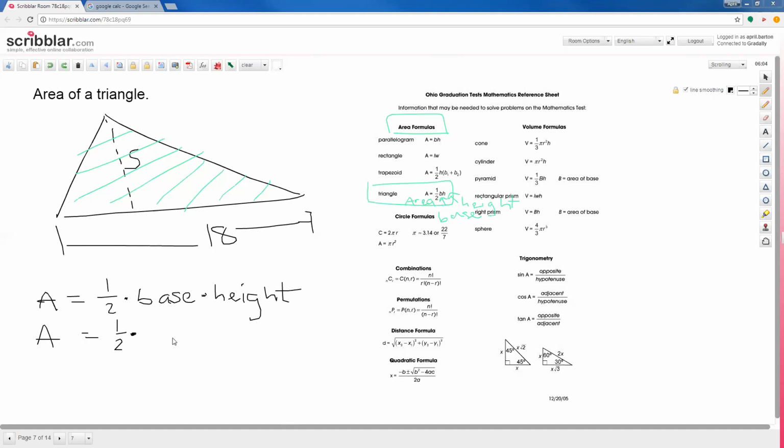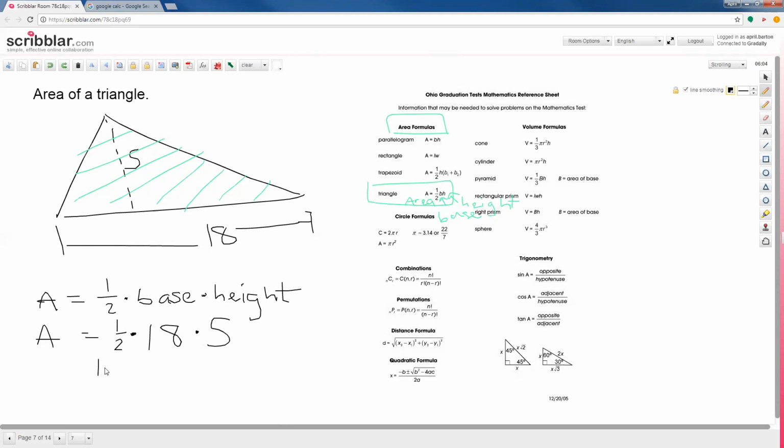Okay, so Lisa said, though, that the base is 18, and that's correct. So let's go back to the problem. So then the only other number is a 5. Sorry, it's kind of a badly written 5, but that's the height. Inside the triangle is the height. So 1/2 times 18 times 5.